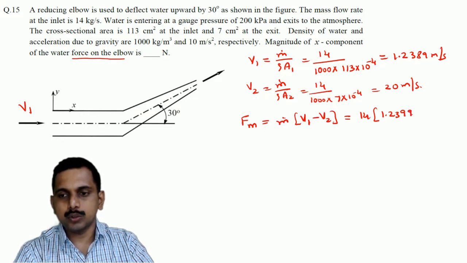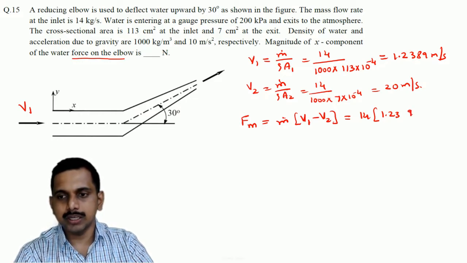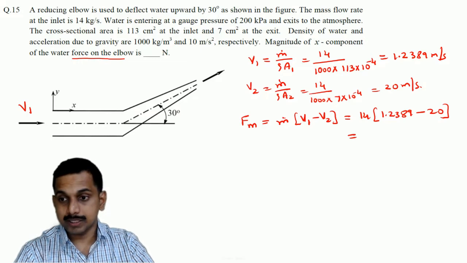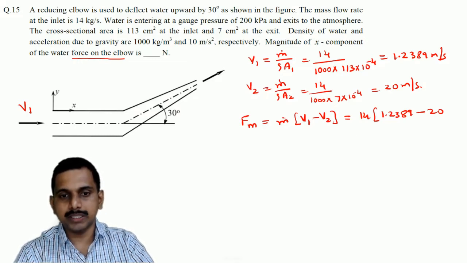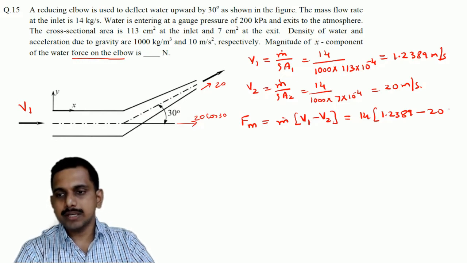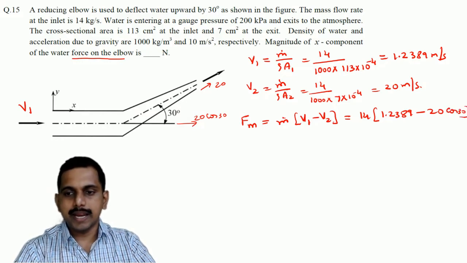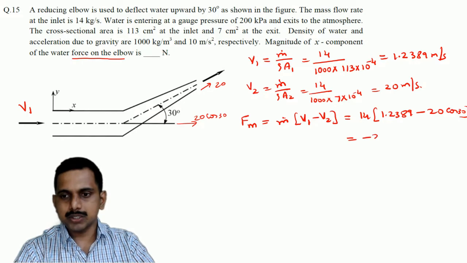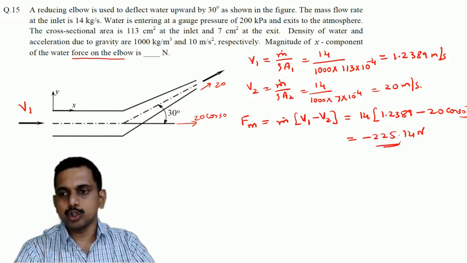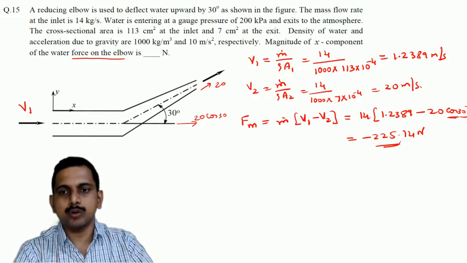1.2389 minus 20. This when we do, I will get the answer. Sorry, this is not just 20, this is a mistake we are doing. 20 in the x direction. So 20 here in this direction is 20, but here it is 20 cos 30. So we have to add 20 cos 30. And the answer we get is minus 225.14 Newton. Do not miss this cos 30. This is the general mistake we do.